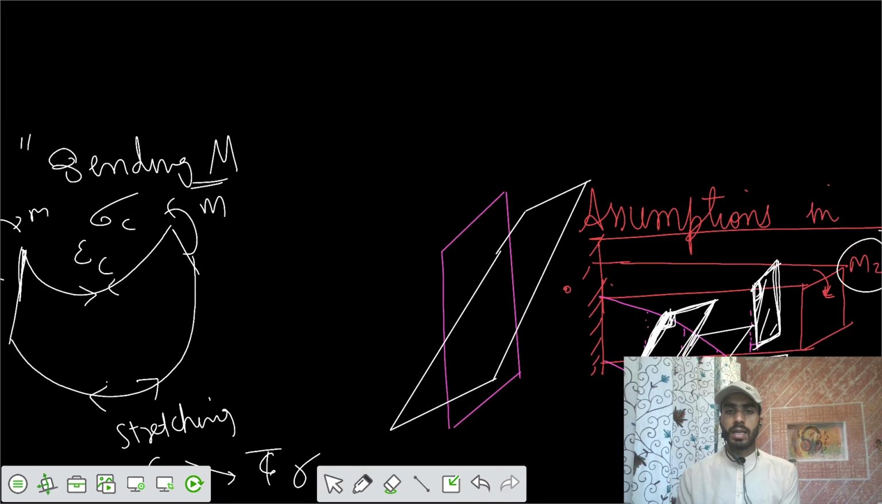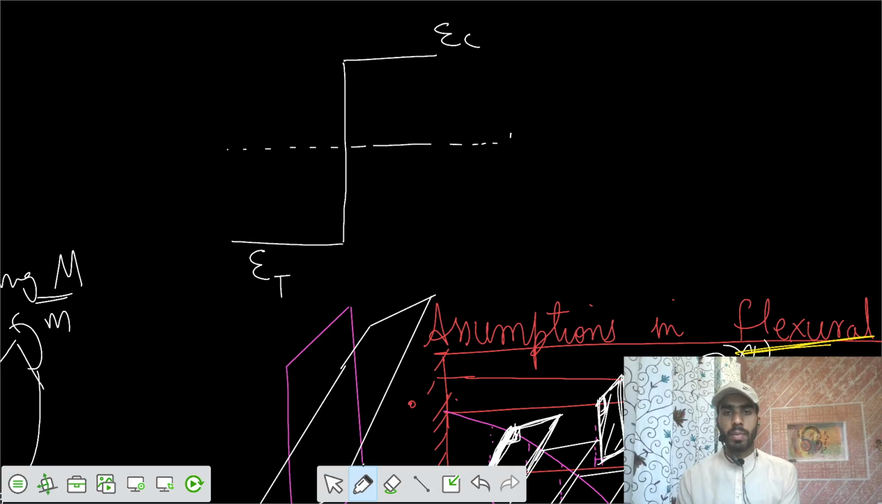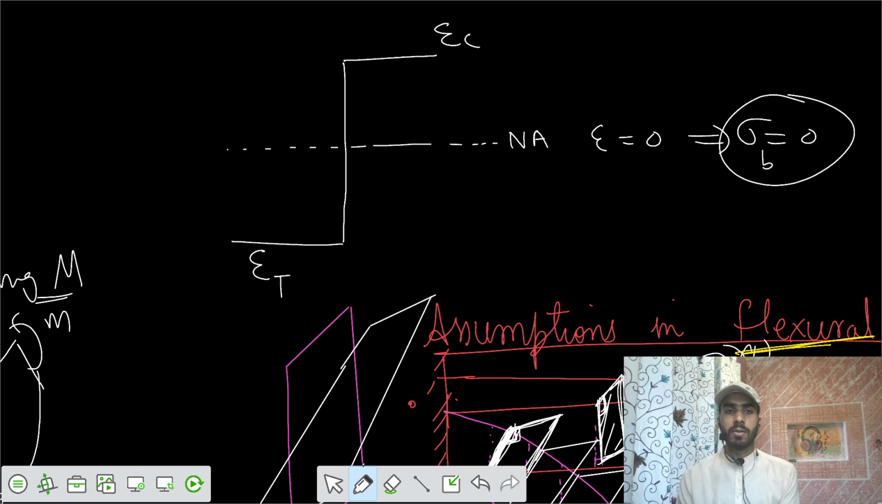Let's say the initial reference was this one, but the top fibers have shortened by some amount, say strain in compression, and similarly the bottom fibers have stretched by some amount delta, so there is some strain in tension. Then there is a locus of points where the strain is zero, and based on Hooke's law, the bending stress is zero. That means strain is zero.